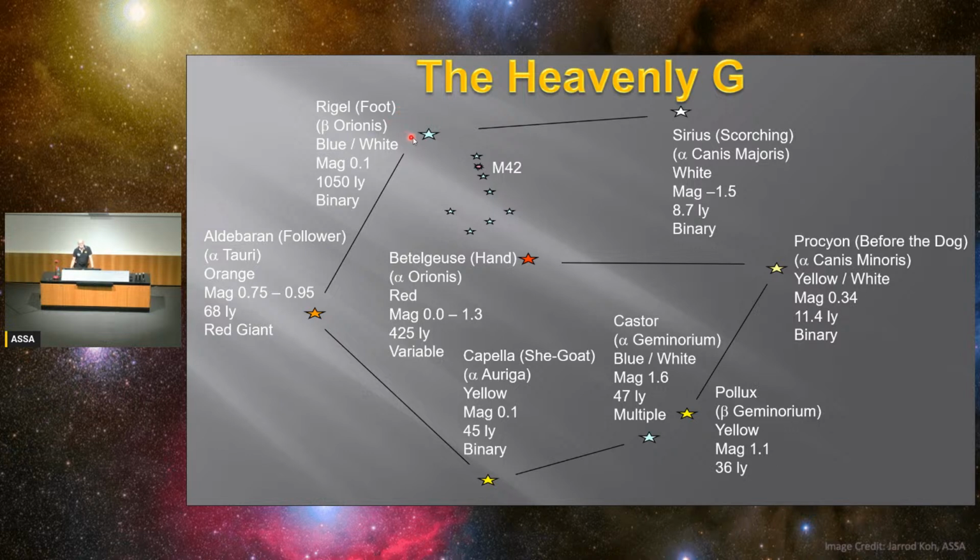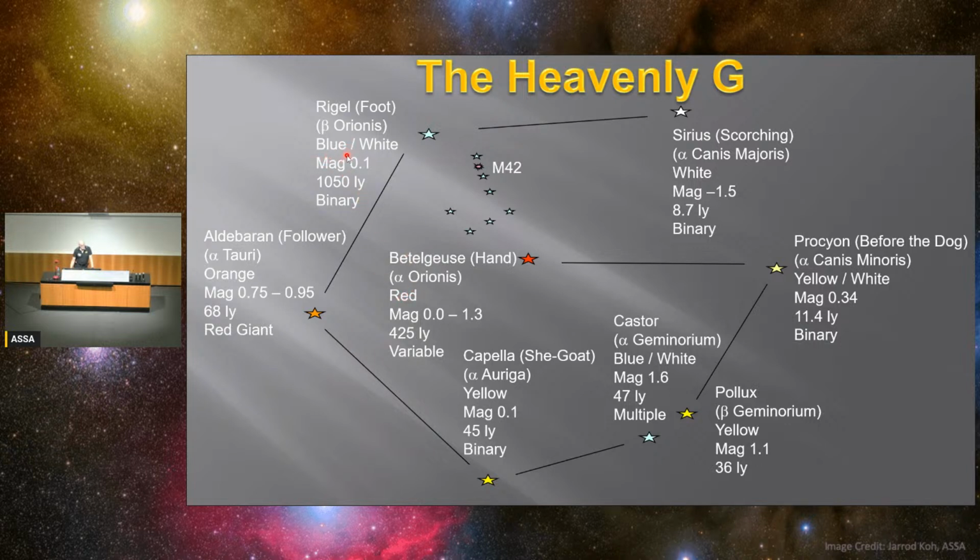Rigel is usually the brightest star in Orion, even though it's Beta, but not always, because the alpha star is Betelgeuse, but it's a variable star, and you can see here that it varies between 0 and 1.3, where Rigel is a steady 0.1. So you can see at times Betelgeuse is actually the brightest star, but most of the time it's not. So whoever gave it these Bayer designations must have done so when Betelgeuse was at its brightest.